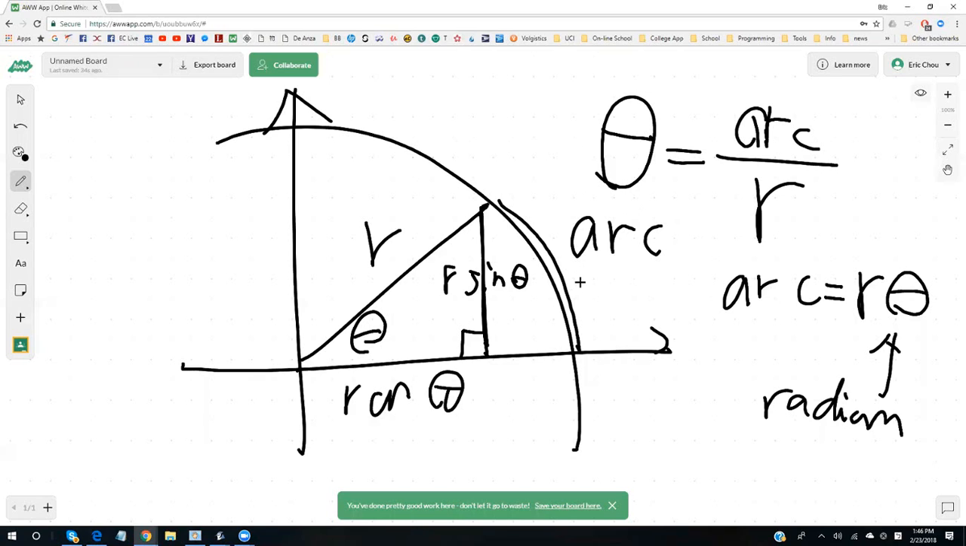Okay. And you used to understand angle as what? Number of degrees. That's nothing to do with the ratio. But now we're trying to understand theta as the ratio. It's the ratio between the arc and the radius.